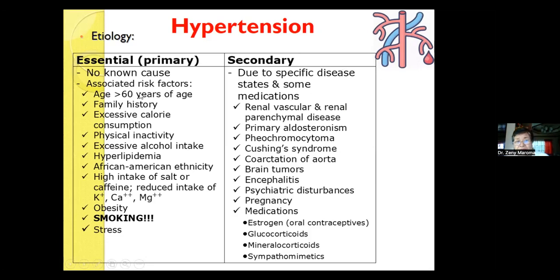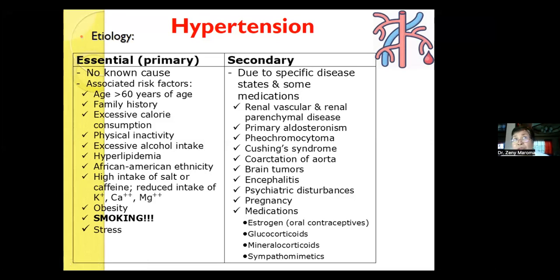No known cause, pero it is associated with aging, 60 years old and above, positive family history, excessive calorie consumption, inactivity, alcohol, hyperlipidemia, common in African American ethnicity, high intake of salt, mahilig sa caffeine, obesity, smoking, stress. Essential hypertension yan. Yan yung secondary: secondary to diseases like renal vascular disease. Ibig sabihin, renal disease, may sakit sa kidney.